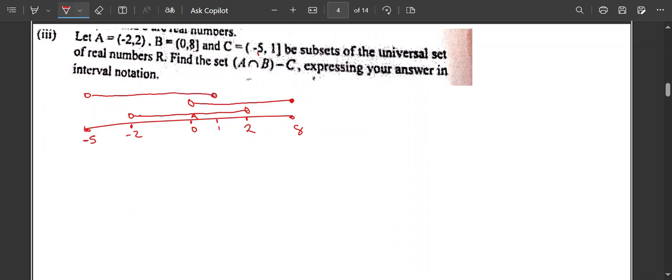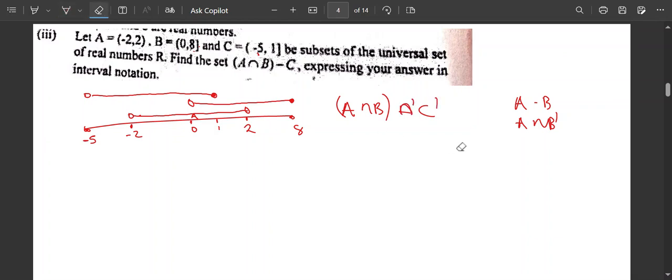Okay, so now we are told to find A intersection B, then intersection C. Let me not rush into doing that. When you have minus C, or if I give you A minus B, this is the same as A intersection B complement. So this is the intersection C complement, okay? So that's how you do it.